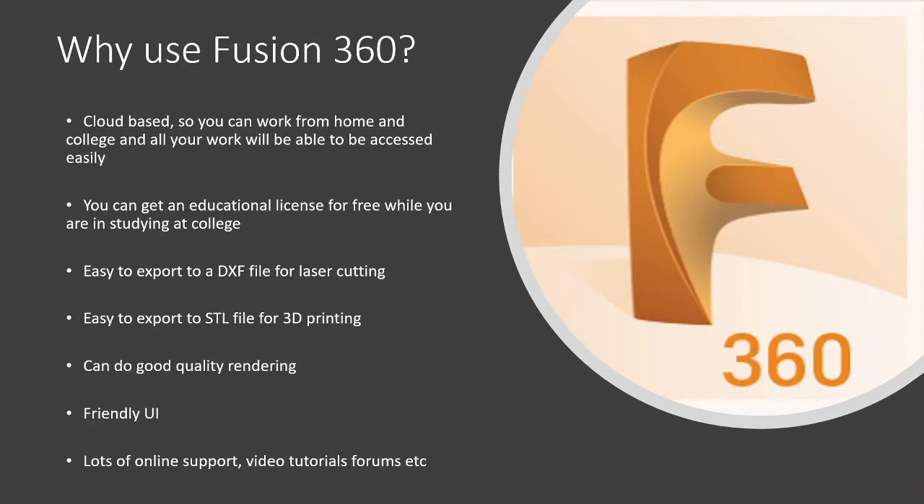You get a free educational license while you are studying at college. The best way to do that is to take a photograph of your college ID and upload it onto the Autodesk website, and that proves that you are a student. And then they will give you an educational license for a year, and then you can update it again the following year.